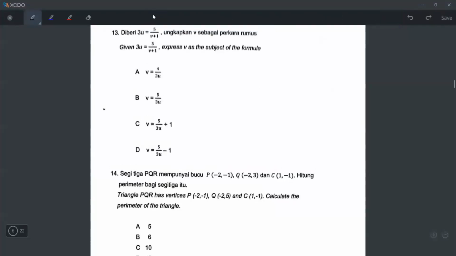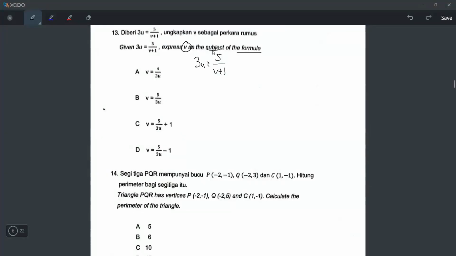Let's go to 13. It says 3u equals 5 over v plus 1. Then they say express v as the subject of the formula. It means they want you to find v. That's why you look at A, B, C, D: all are v equals. So you have to learn how to rearrange. But many students are very weak at this part, especially those who don't take maths. They struggle a lot.